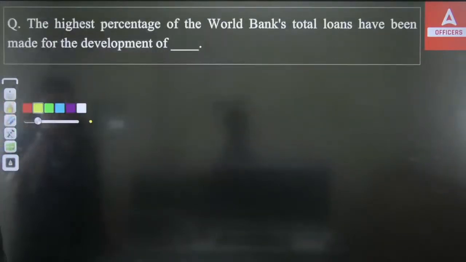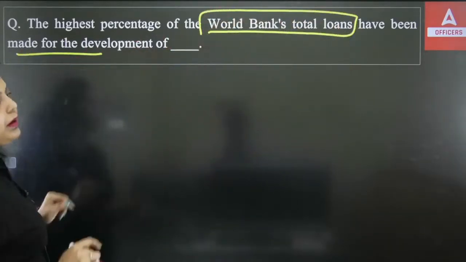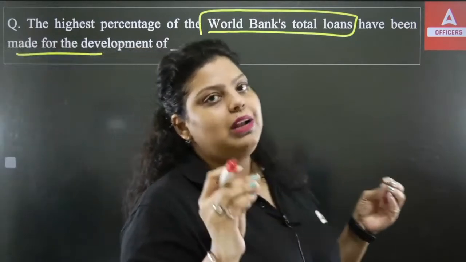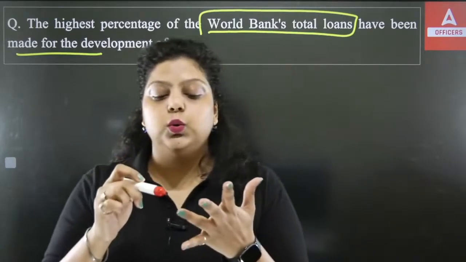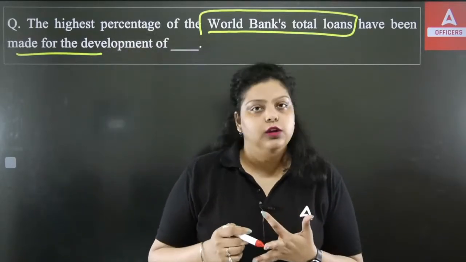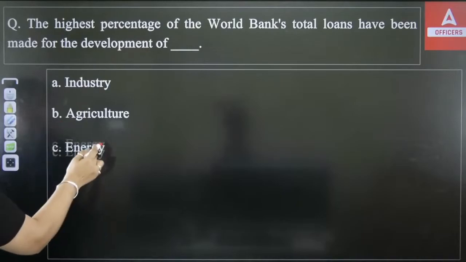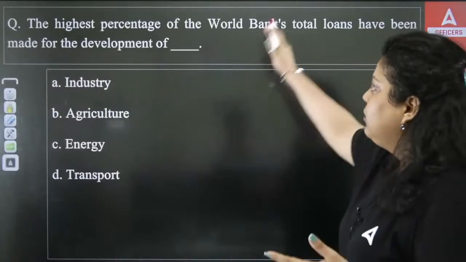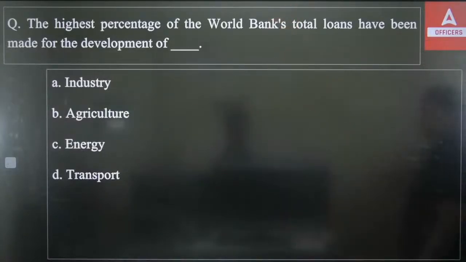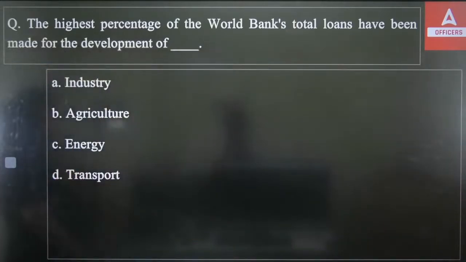Next, we have the question that is talking about the highest percentage of World Bank's total loans having been made for the development of which particular sector. As I have told you, World Bank has its primary objective to eradicate poverty from the member nations, to reconstruct the economy of the countries, and to develop the economies of the countries. So out of these, the maximum contribution in the loans provided by World Bank to their member countries, which of the following sectors has it? Is it the industrial sector? We have the agriculture sector, energy sector, or the transportation sector. So let me know which of the following is correct.